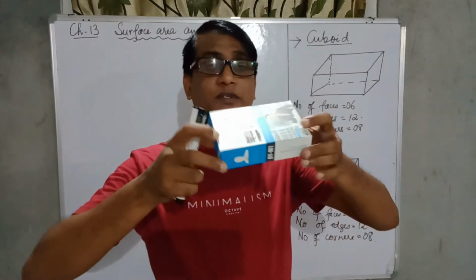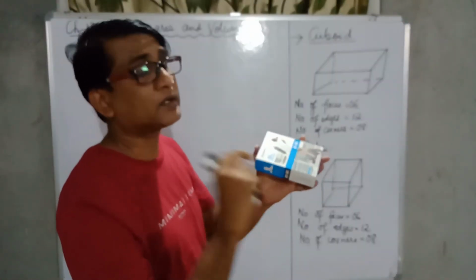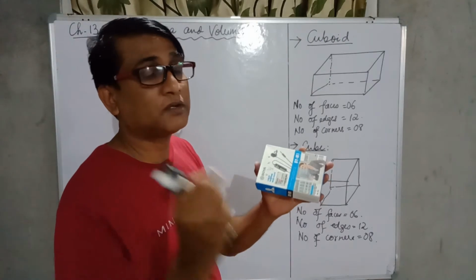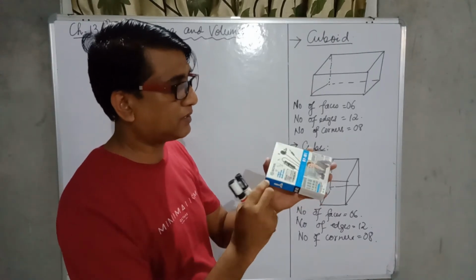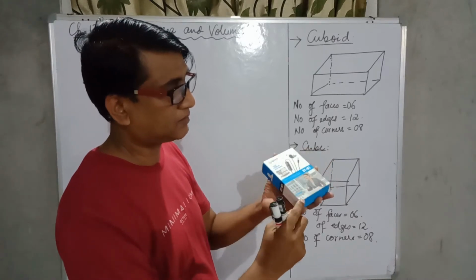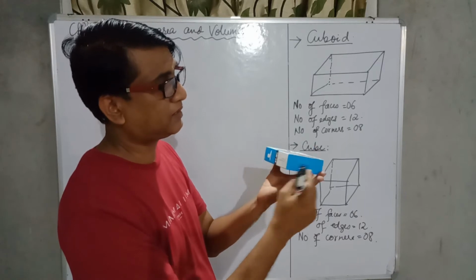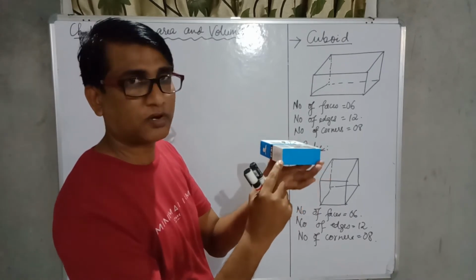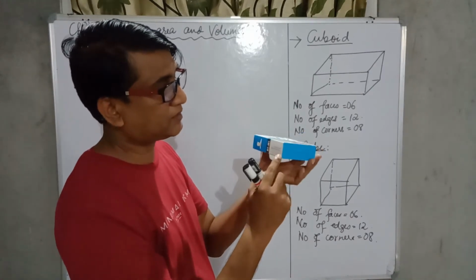This type of 3 dimensions are called cuboid. Why 3 dimensions? What is the difference from 2 dimensions? In 2 dimensions only length and breadth are there. But here, what are the things? This is the length, this is the breadth, this is the length, this is the breadth, and this is known as height. This is called height. Okay. This is length, this is breadth, and this is called height.